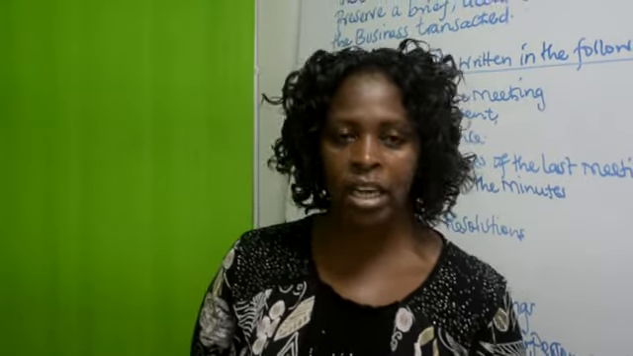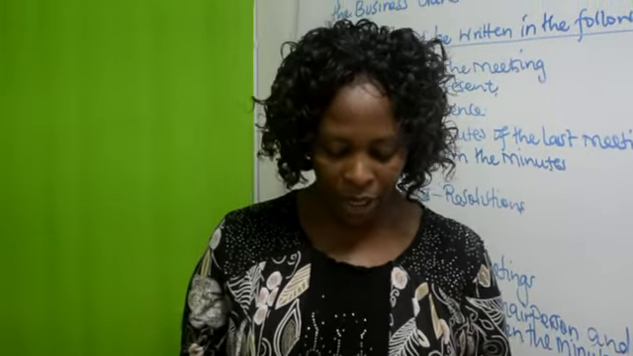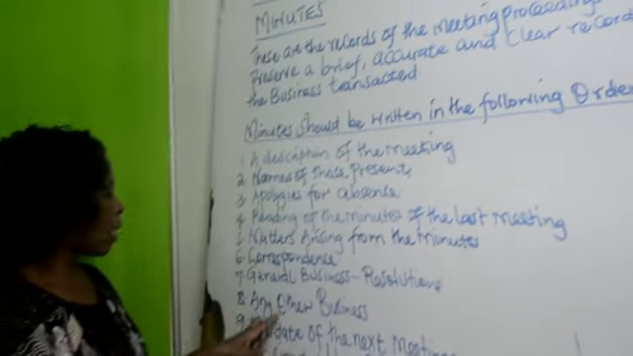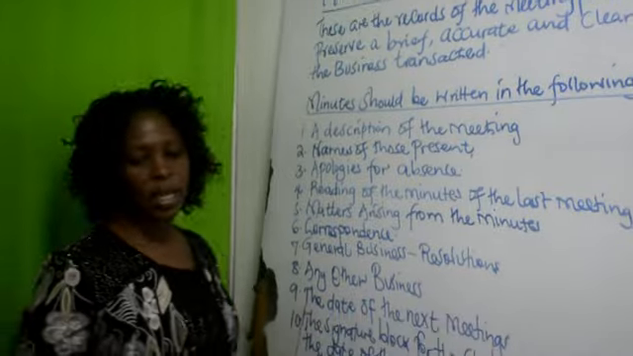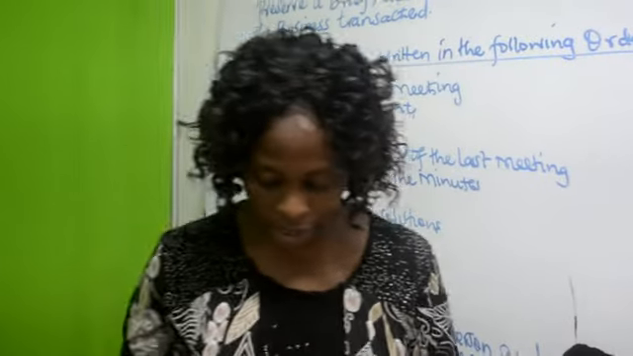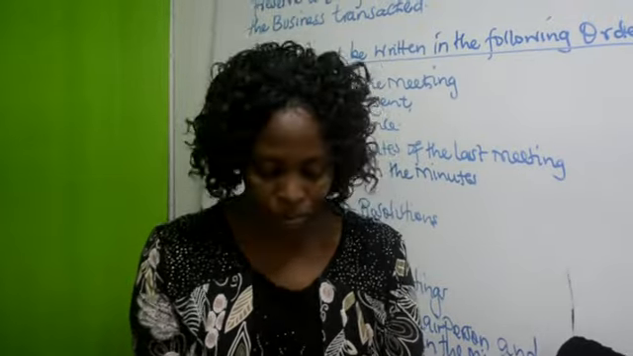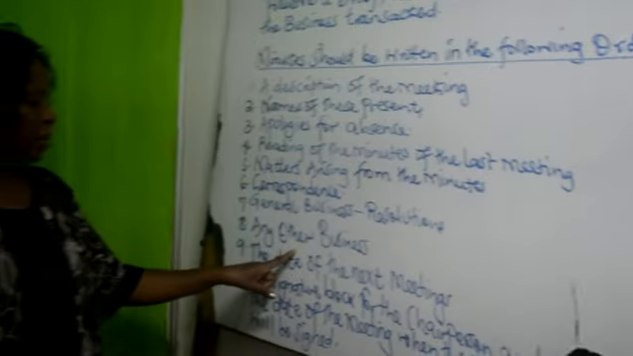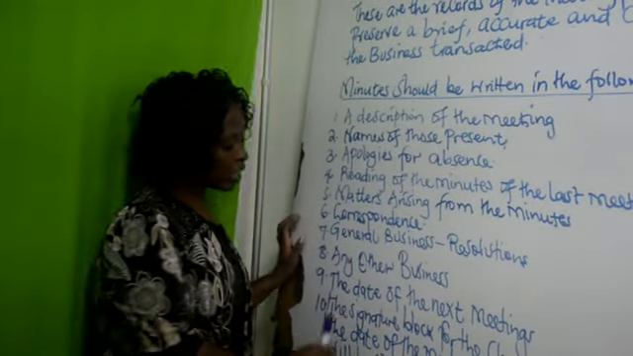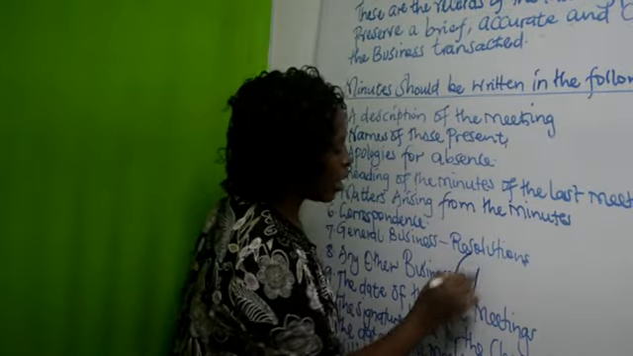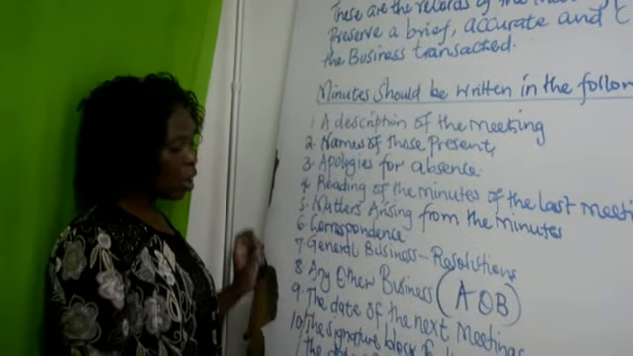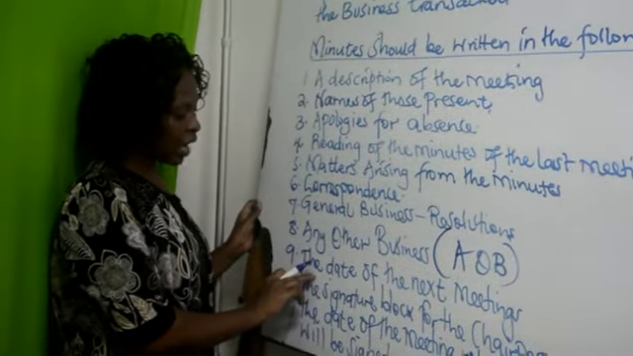General business: these are the resolutions, and they must contain the exact wording given at the meeting. You must make sure that the resolutions that were made in the meeting contain the correct and accurate, exact wording given in the meeting. Then we have any other business, what we call AOB. Any other business that may arise during the meeting or towards the end of the meeting. Then that is the end.